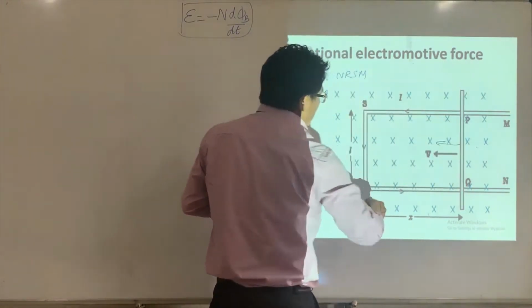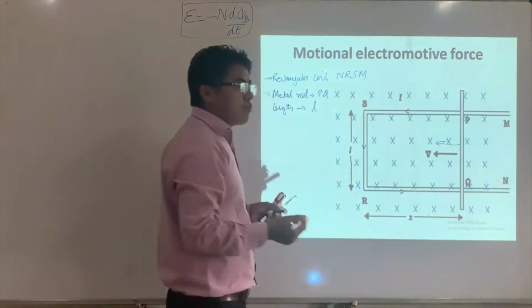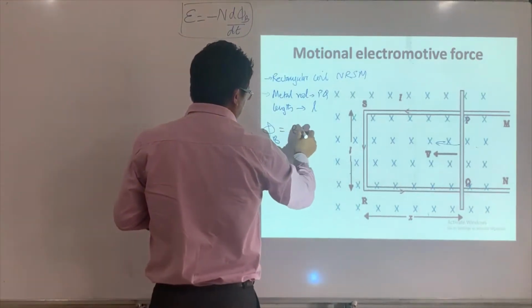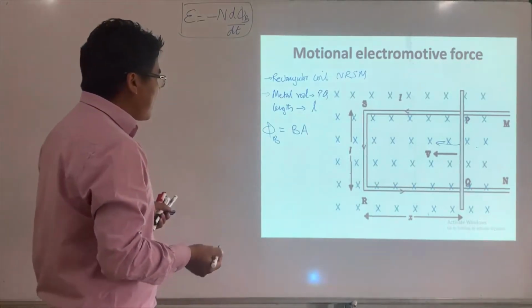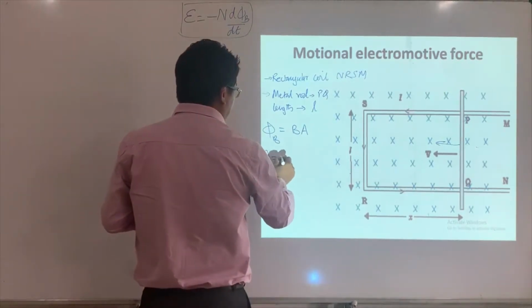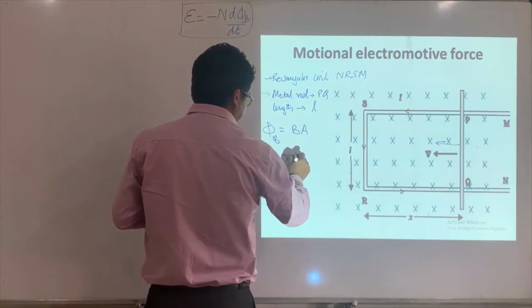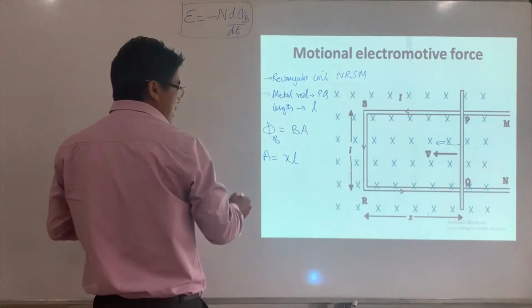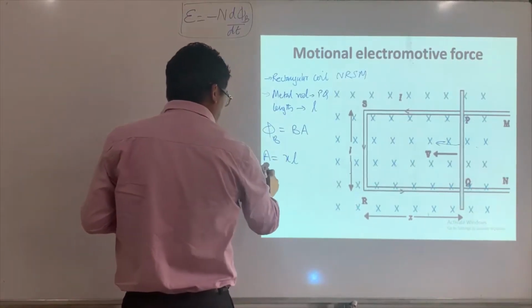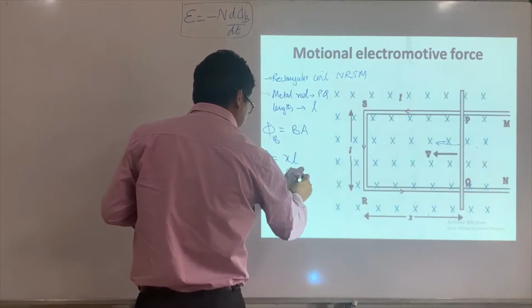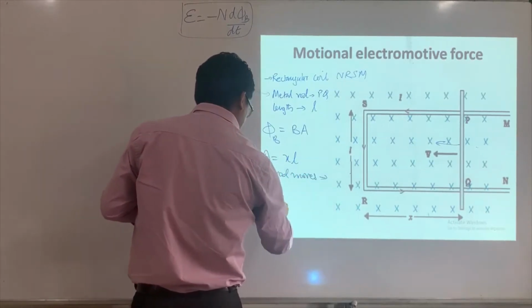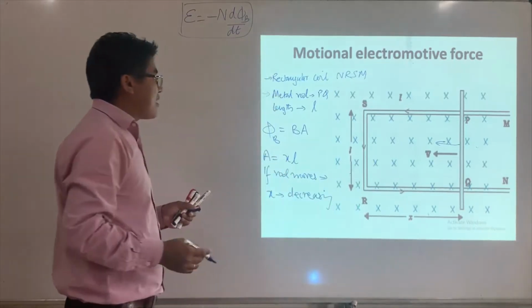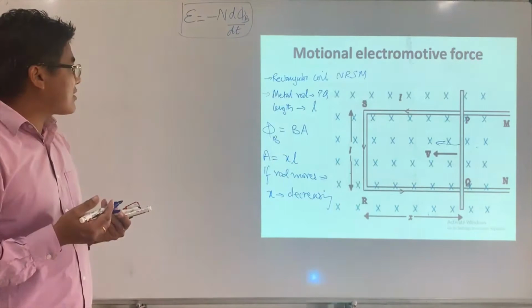The magnetic flux across this closed loop is going to change. Why? What is magnetic flux? Magnetic flux is equal to BA. And the area is going to be XL. So if the rod moves, X is going to decrease. That means flux is changing.